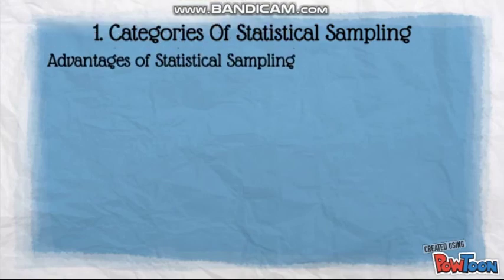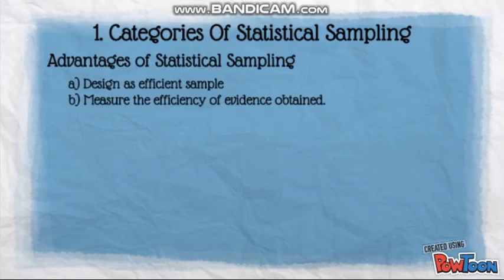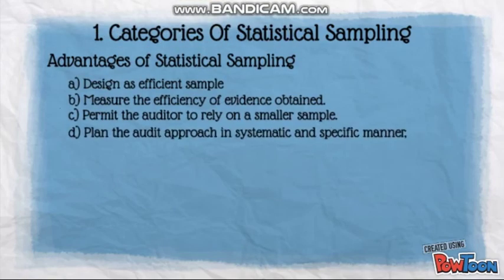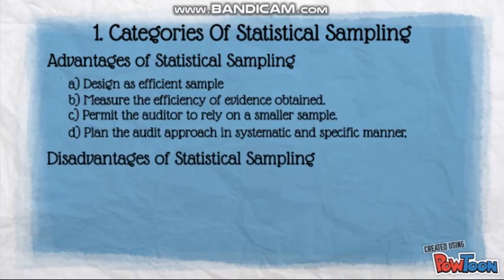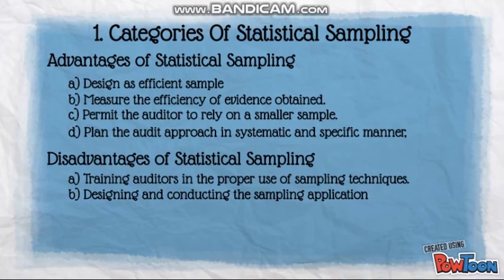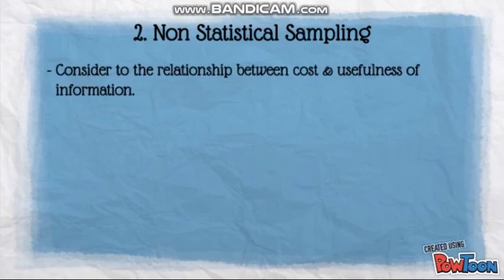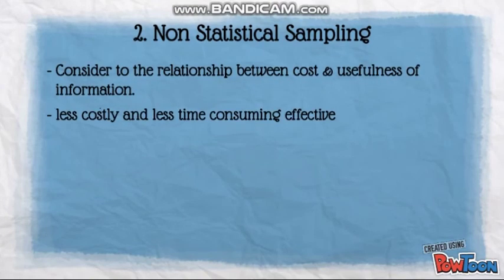Advantages of statistical sampling: design an efficient sample, measure the efficiency of evidence obtained, permit the auditor to rely on a smaller sample, and plan the audit approach in a systematic and specific manner. Non-statistical sampling: part of the reason is that the auditor needs to consider the relationship between the cost of obtaining audit evidence and the usefulness of the information obtained. It is often less costly and less time-consuming, but can be just as effective in satisfying audit objectives.